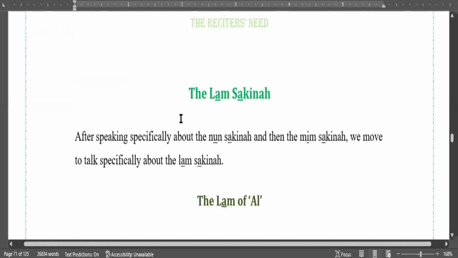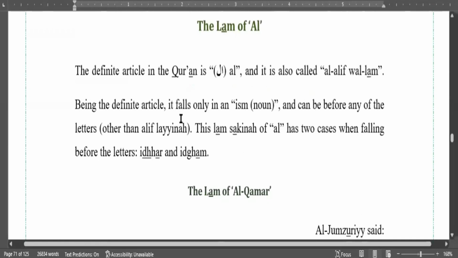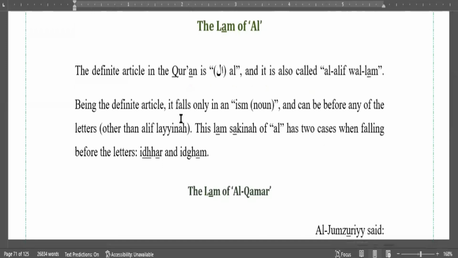So the author says, after speaking specifically about the Noon Sakina, then the Meme Sakina, we move to talk specifically about the Lam Sakina. The Lam of Al, the definite article in the Quran is Al, and it is also called Al Alif wal Lam. And there's other names for it too. Some call it Lam only, just Lam.